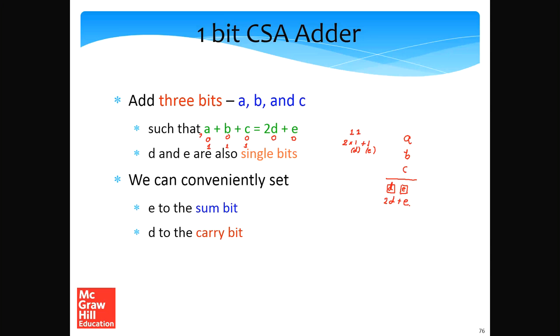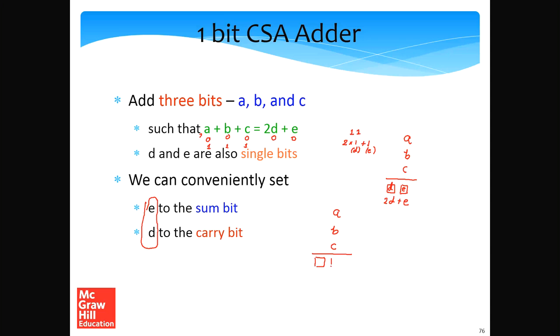So what we see is that in the case of a 1-bit CSA adder, D and E can be computed as follows: D can be the carry bit, the more significant bit, and E can be the sum bit, the lesser significant bit. Let me just explain once again. If you're adding three 1-bit numbers A, B, and C, the smallest value is 0 and the largest value is 1 plus 1 plus 1, which is 3, which is 1, 1.